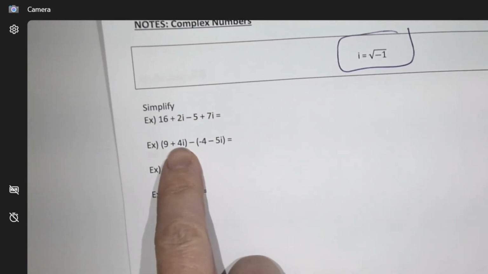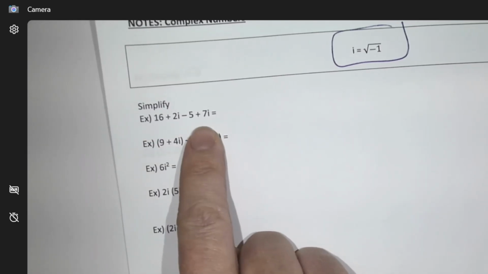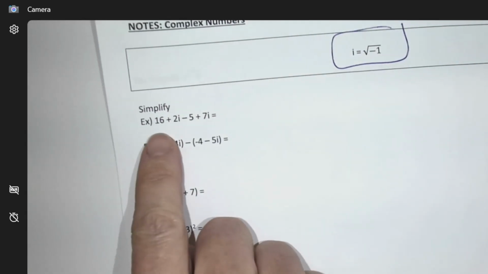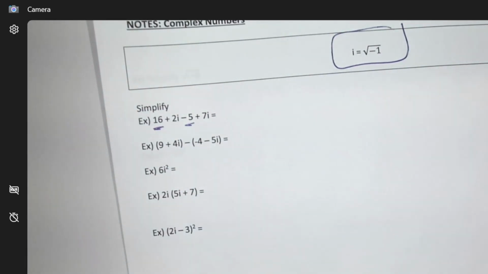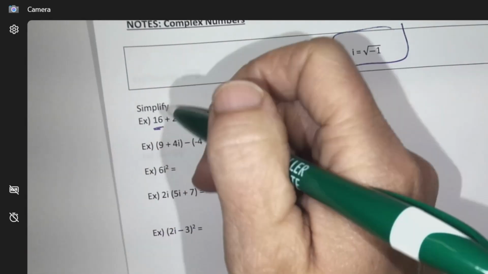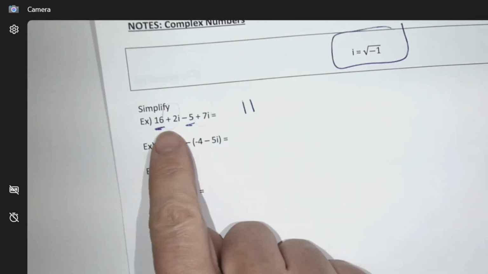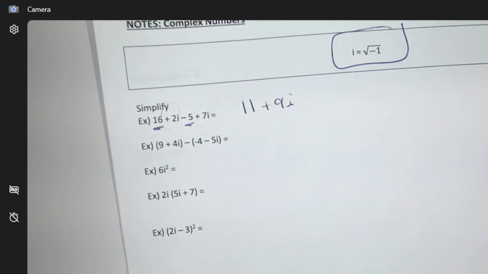Okay, simplifying. So when you have an expression like this, you can collect. So negative 16 minus 5, you can put that together. So 11. And you can put the i's together. So 2i plus 7i makes 9i.